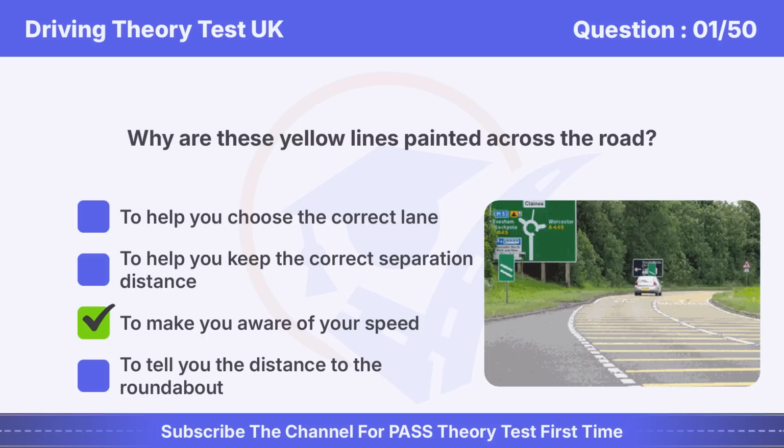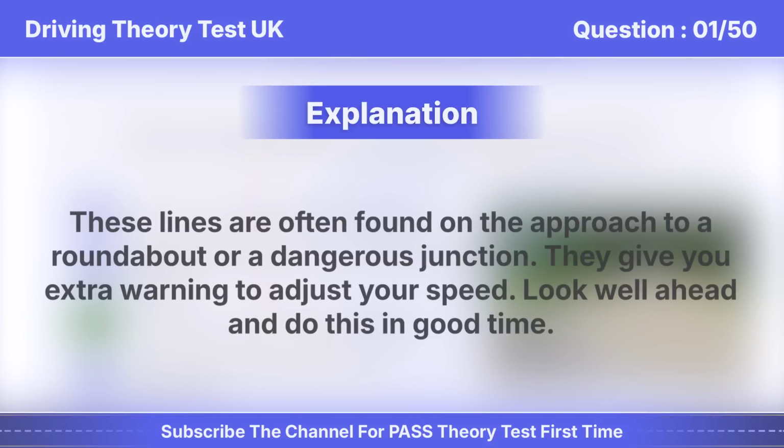Answer is C. To make you aware of your speed. These lines are often found on the approach to a roundabout or a dangerous junction. They give you extra warning to adjust your speed. Look well ahead and do this in good time.